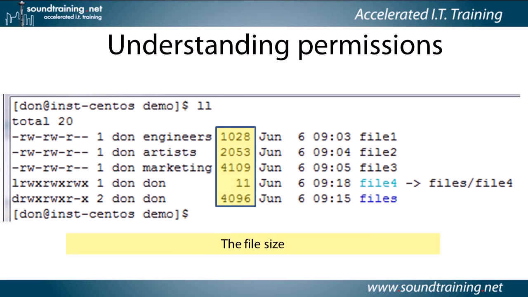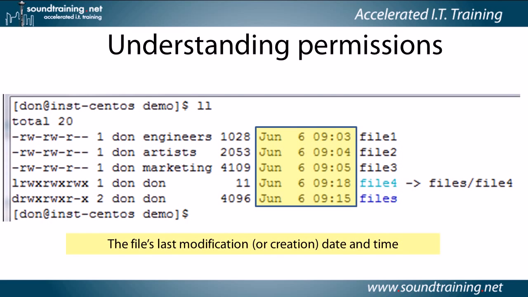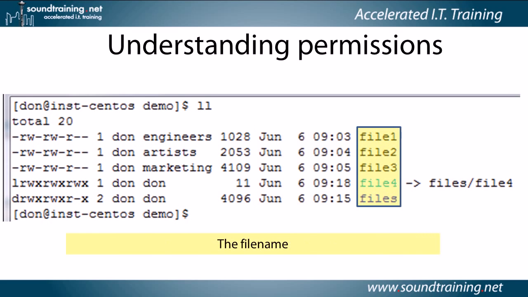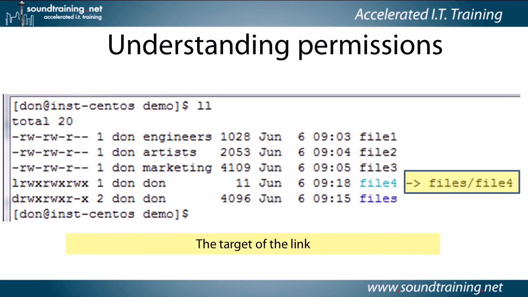Next is the file size. Now the file's last modification or creation date and time. The file name itself. And then for links, the target of the link. That would only be for a symbolic link, which, if you're not familiar with that, is basically like a shortcut in Windows.